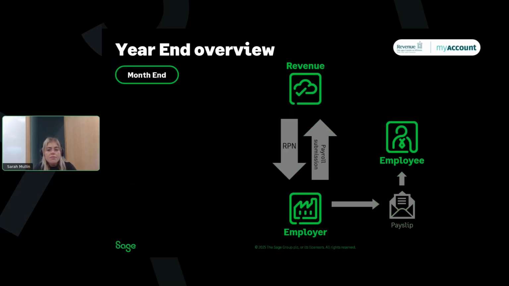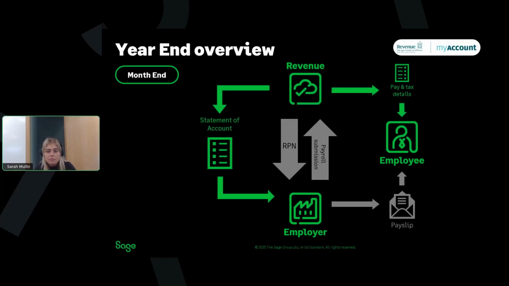Now, because you're submitting on each pay date, at the end of the month, Revenue already have enough data to produce your statement of account. And this statement is usually available by the 5th day of the following month, and it's going to give you a breakdown of your liability. So it's going to cover tax, PRSI, USC, and LPT. Employees can also log into the My Account section on the Revenue website to see their pay and tax details that you've submitted on their behalf.